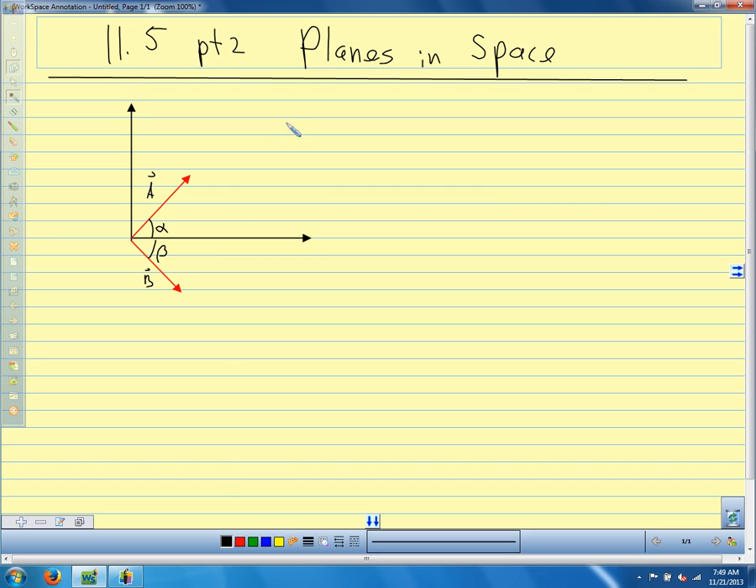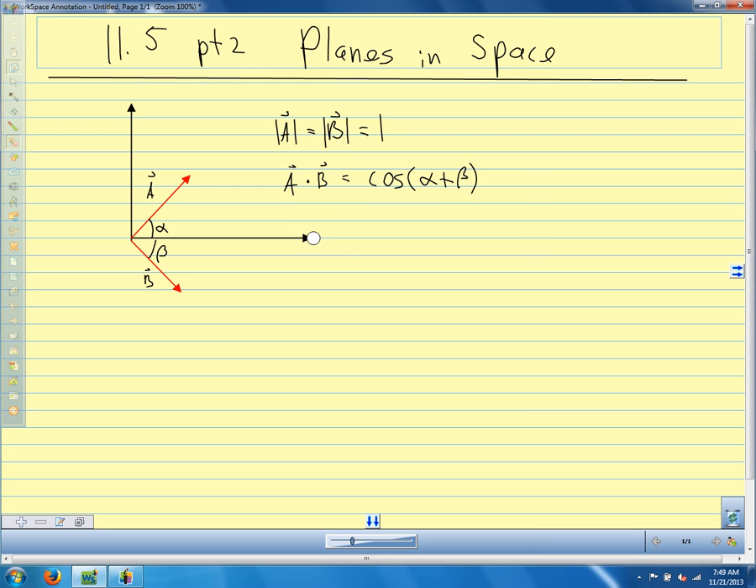And we're going to say that the magnitude of A and the magnitude of B are both 1. So one expression for the dot product: A dot B is the magnitude of A times the magnitude of B times the cosine of the angle between them. So that just gives us the cosine of alpha plus beta, because the magnitudes of each are 1.